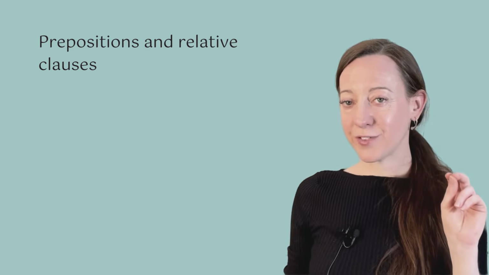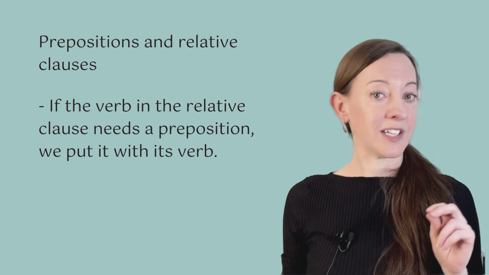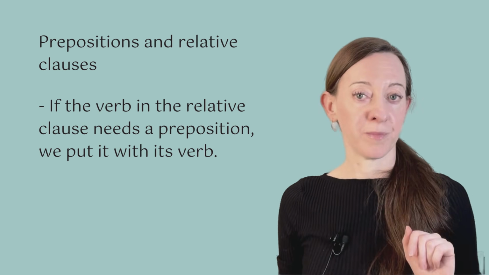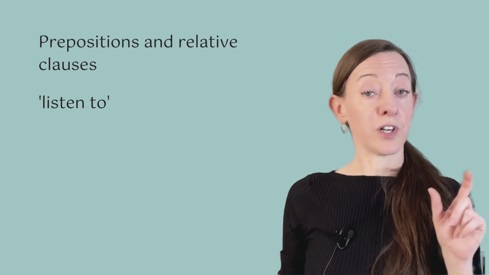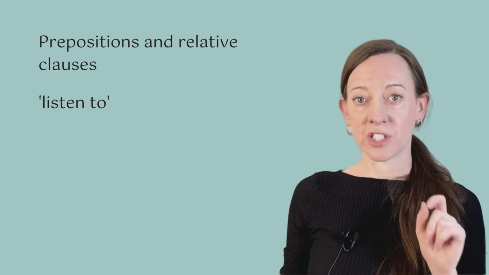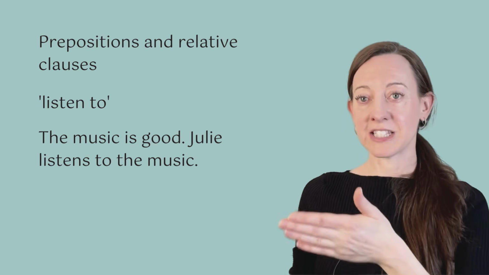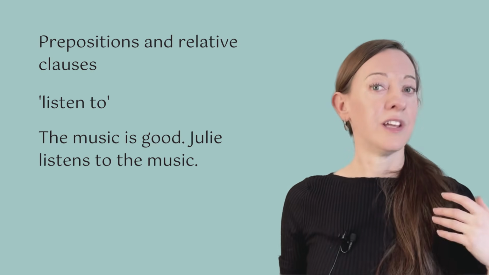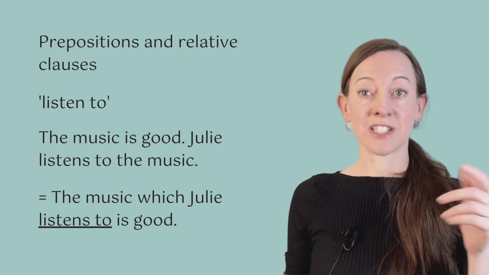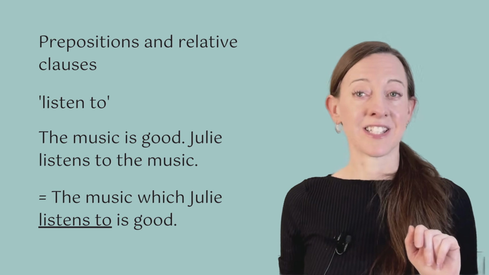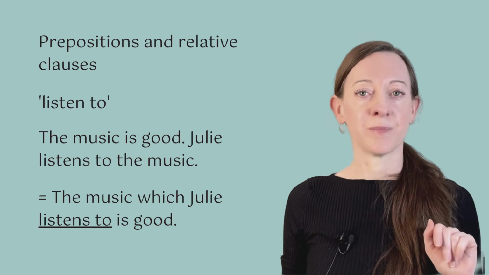Now let's talk about prepositions. If the verb in the relative clause needs a preposition, we usually put it with its verb. For example, the verb listen needs the preposition to. The music is good. Julie listens to the music. The music which Julie listens to is good. You see the to is there after listens. It's not next to music.